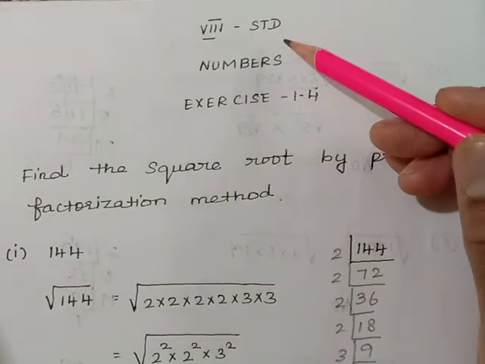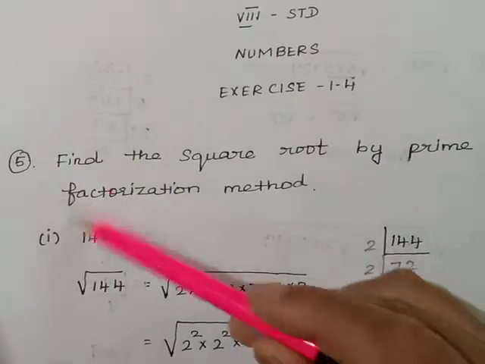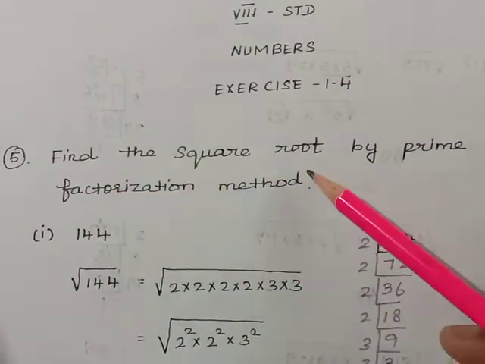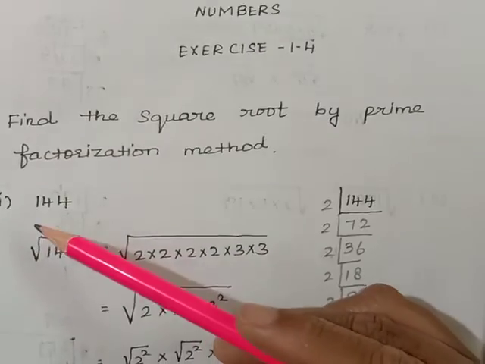Today we are going to learn 8th standard numbers exercise 1.4, fifth sum. Find the square root by prime factorization method. So, first question.